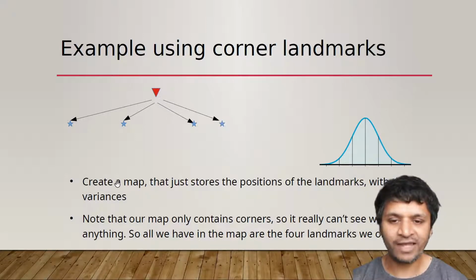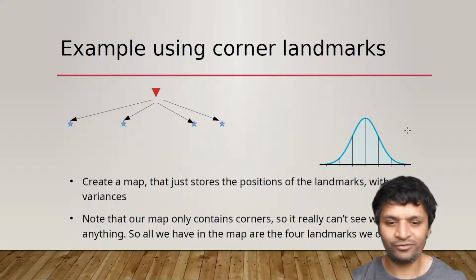And then it just stores that as the map, okay? But in that map, it'll store the positions as well as the variances of each landmark. So it's going to say maybe, I think this landmark is at 4, 7, and I am this sort of certain. Okay, so our map only contains corners in this example. There's no walls or anything. We just have the 4 landmarks in this case.